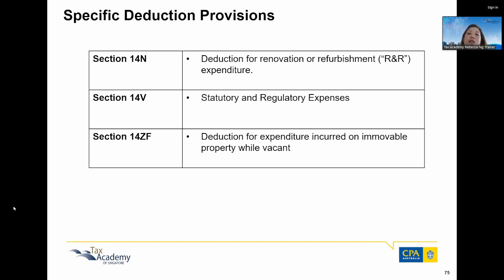Okay, let's talk about some of the specific deduction provision that is not provided under Section 14(1), and could be Section 14(n), that is a deduction for renovation or refurbishment expenditure, or Section 14(b), that is statutory and regulatory expenses. Section 14(zf) covers the deduction for expenditure incurred on immovable property while vacant. So they are not incurred in the production of income. So they are disallowed under Section 14(1), but it is allowable under Section 14(zf). Okay.